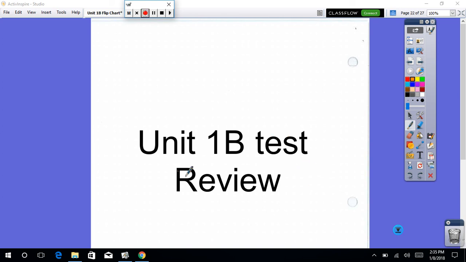It is from Algebra 2, but it is a perfect data and statistics unit just to review for college readiness as well. So we're going to go ahead and do that with the Algebra 2 classes. But let's go ahead and get this Unit 1B test review over.